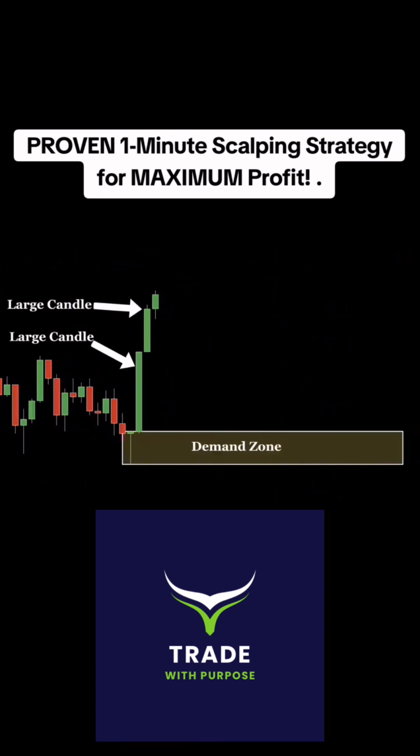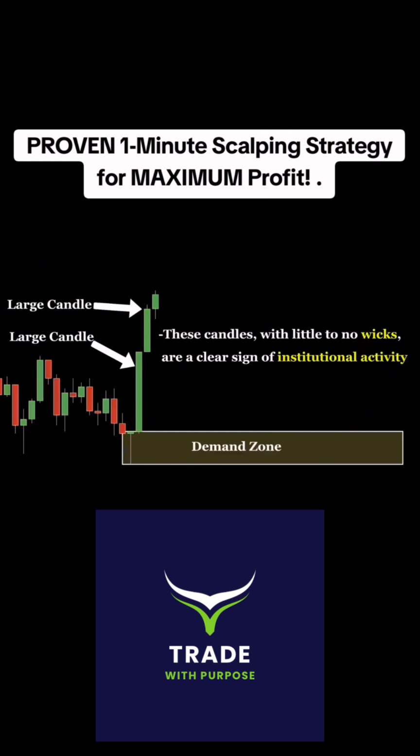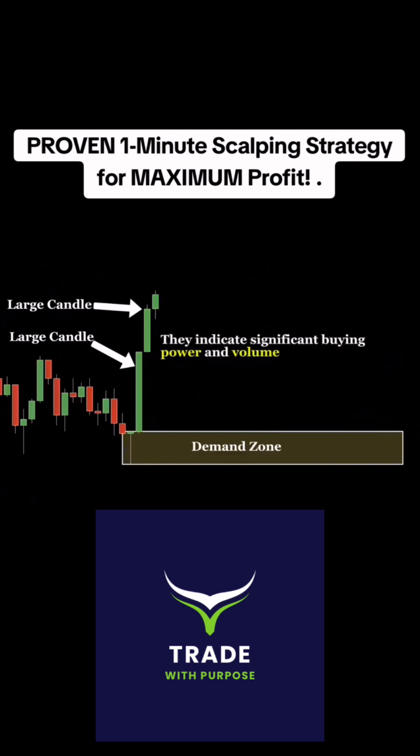First, take a look at the candles leading into the demand zone. Notice how we have large, strong candles moving consistently in the same direction. These candles, with little to no wicks, are a clear sign of institutional activity. They indicate significant buying power and volume, exactly what we're looking for in a high-probability zone. Weak candles with wicks or inconsistent movement wouldn't give us this level of confidence.